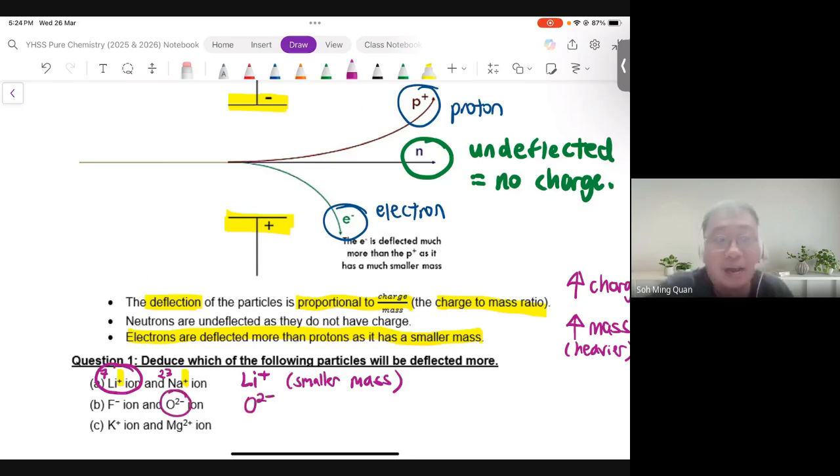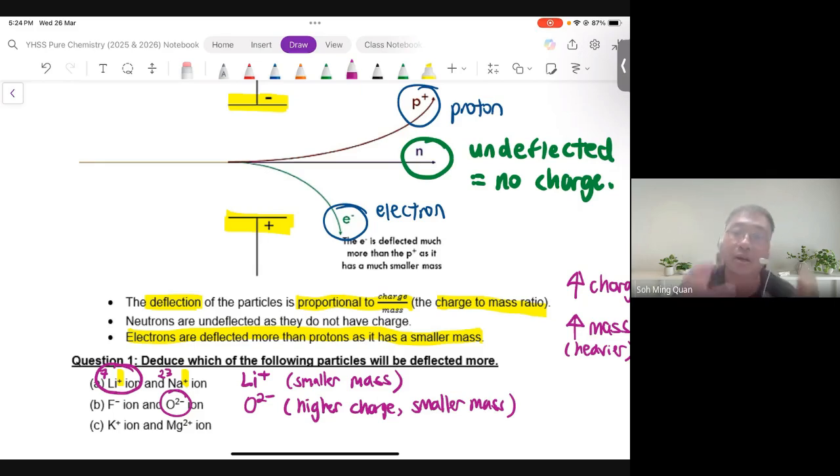the O2- ion has higher charge because it's doubly negative. Remember, we are looking at the magnitude of the charge, which is 2-. 2- is a higher charge than 1-. So this has higher charge than F-. In addition, it has a slightly smaller mass than F- as well, if you look at the periodic table and compare the masses of oxygen versus fluorine.